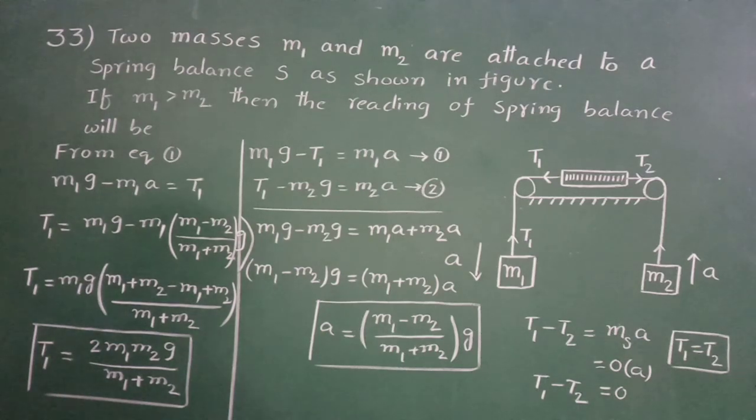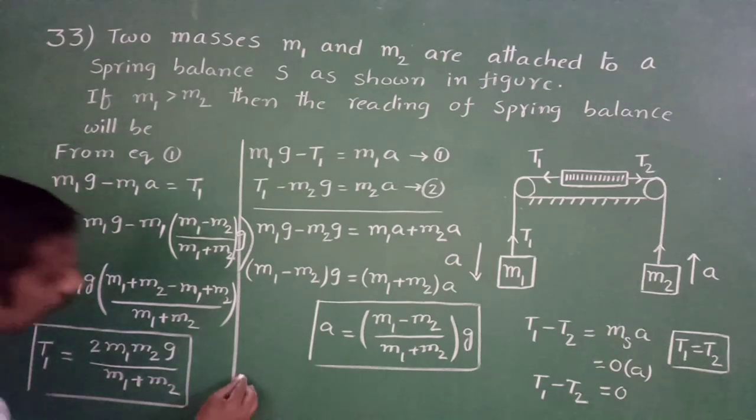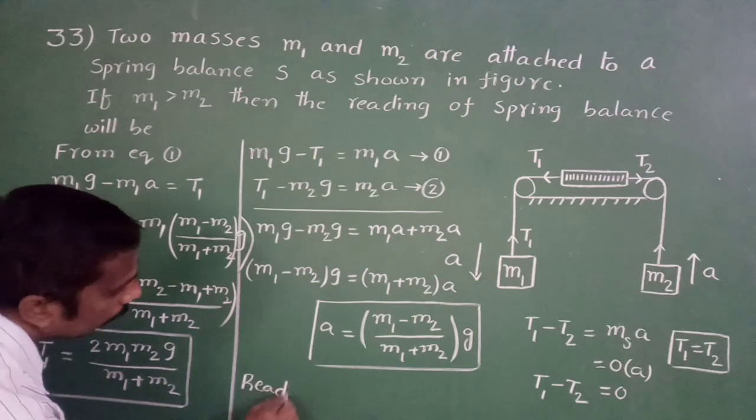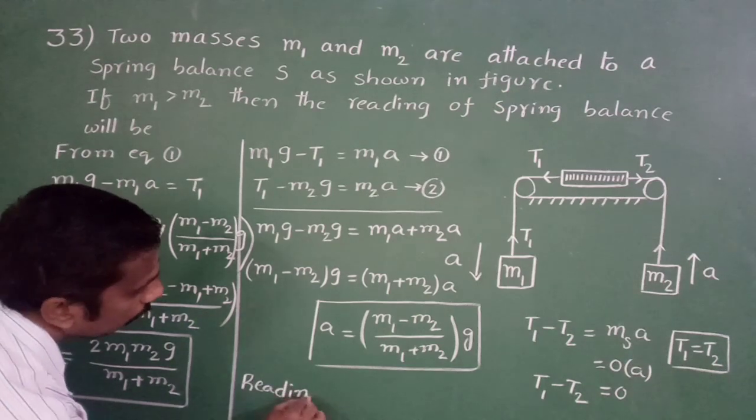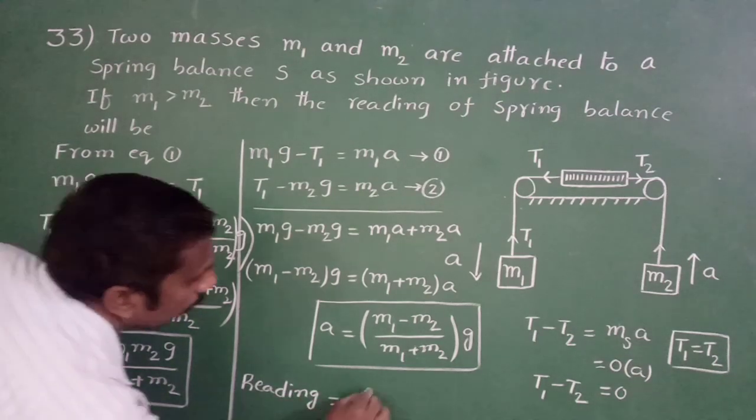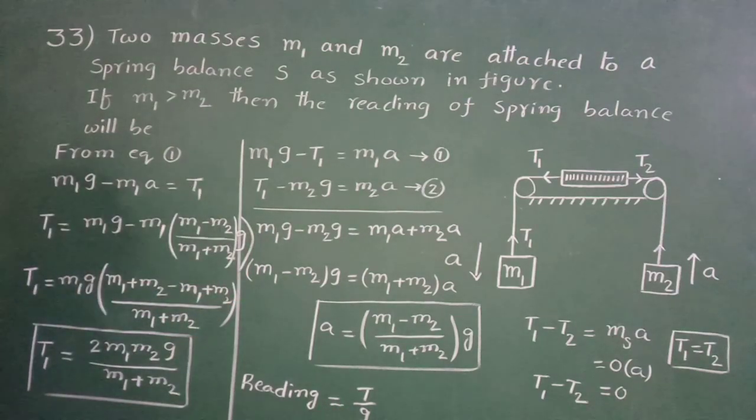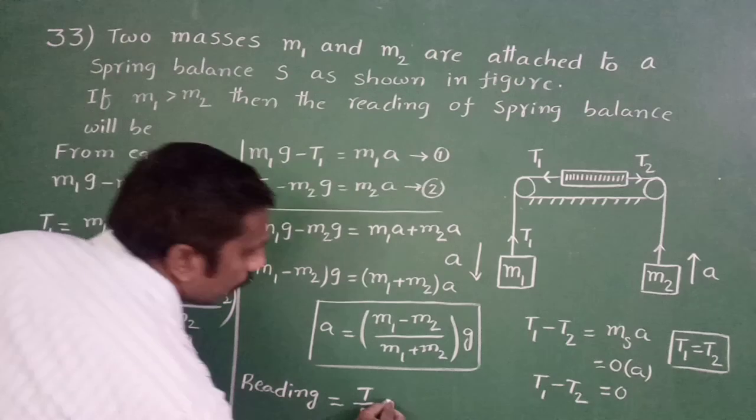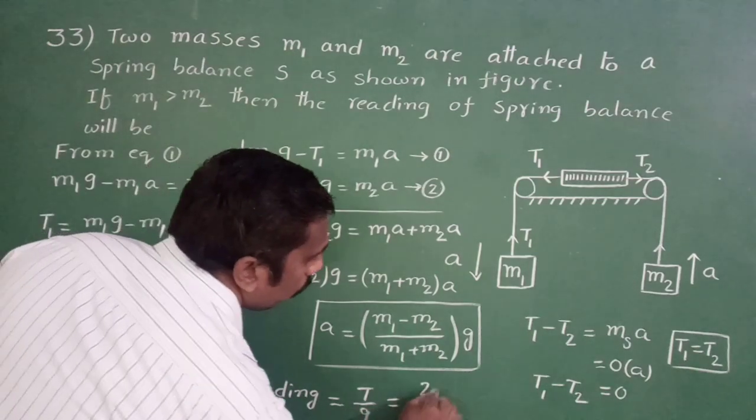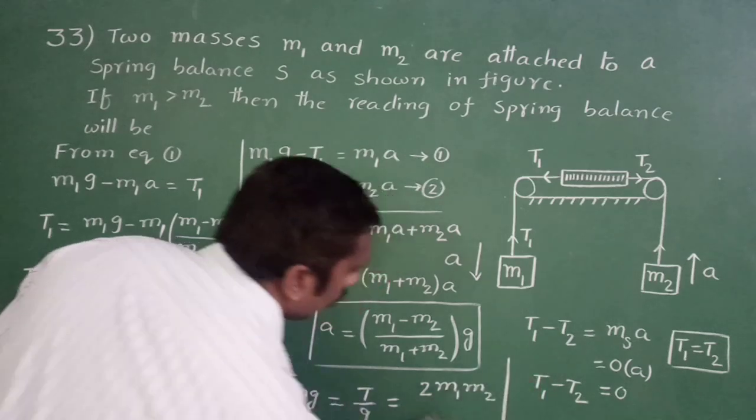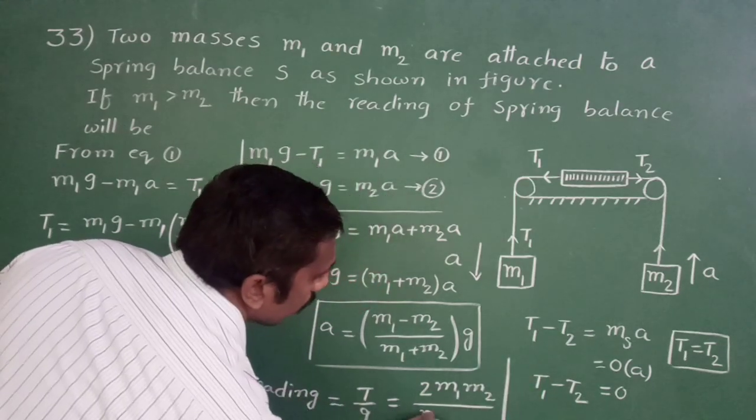Here we measure the reading in kilograms. That's why the reading in the spring balance is equal to T by g, which gives kilograms, that is equal to 2 m1 m2 by (m1 plus m2).